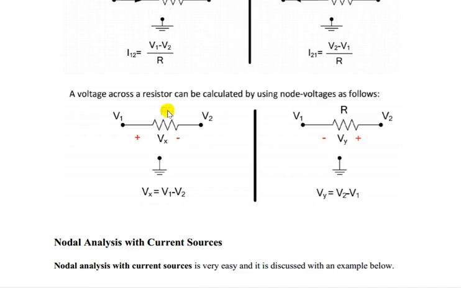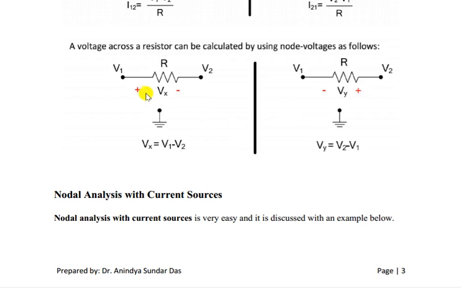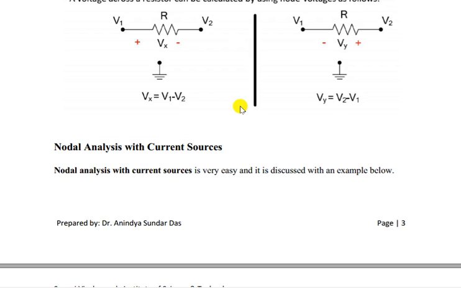Now, the voltage across a resistor can also be calculated using node voltages. How? Suppose this is plus, minus. Now you have to find out Vx. Now Vx equals what? Plus is connected to V1, minus to V2. So that will be V1 minus V2, that is equal to Vx. Now if it is the opposite one, then V2 minus V1 is equal to Vy. Now if you write V1 minus V2, that will be minus Vy. Okay, so that part you have to take care of.